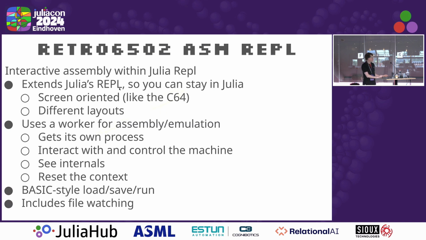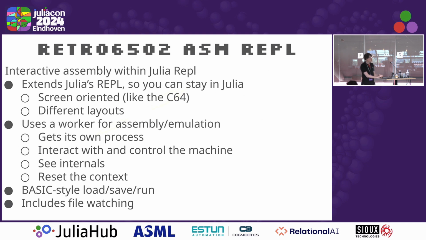Okay, so we've got this ASM REPL. It extends a Julia REPL. It's screen-oriented like the Commodore 64, and it kind of looks like the Commodore 64. Supports different layouts. It uses a worker for assembly because I've got this pure Julia 6502 emulator, and I'm using eval a lot, and it scribbles into the Julia environment, and so you want to be able to throw that away. And right now there's not a good way to reclaim resources for identifiers that you've defined inside of Julia. So I use workers for that, so I can just kill the worker and restart a new one if I want to clean up the environment.